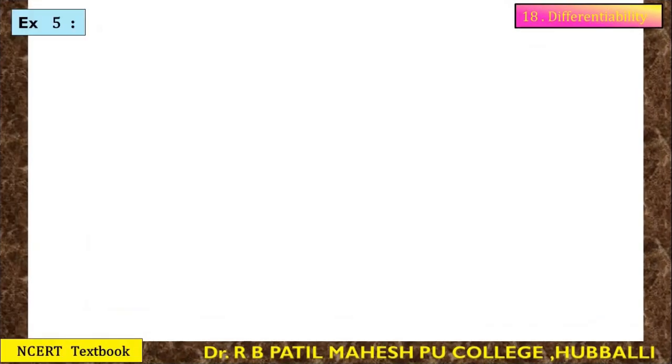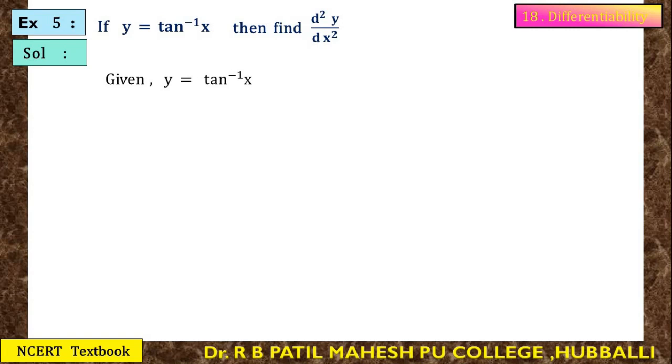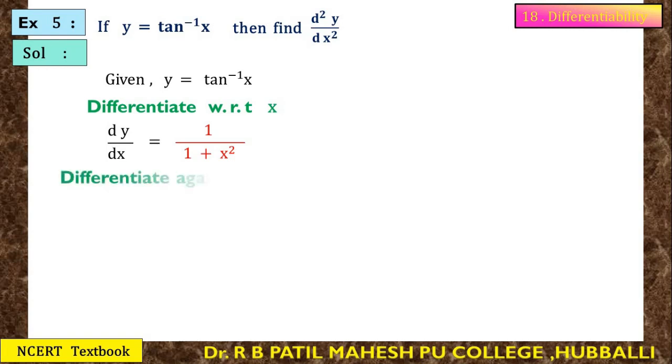Now see the next example. If y is equal to tan inverse x, then find d square y by dx square. First you take the y function. So differentiate with respect to x. You know the derivative of the inverse function, tan inverse, it is 1 upon 1 plus x square. So differentiate again with respect to x. See here also the derivative is written, we have numerator 1 constant and denominator function. So you actually have to use the quotient rule. But here I am not using the quotient rule.